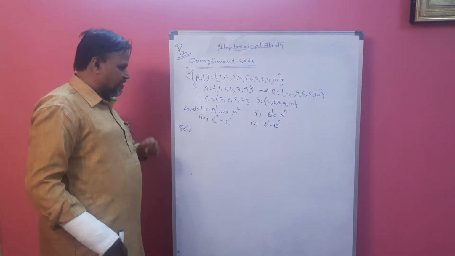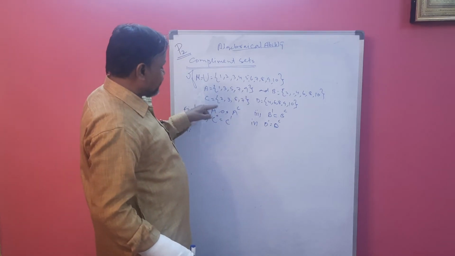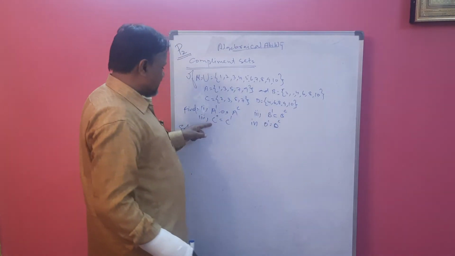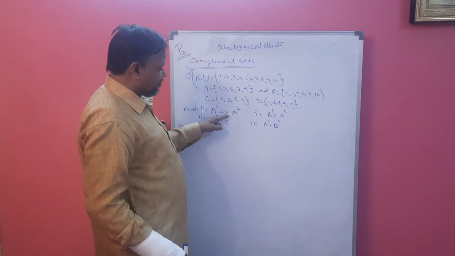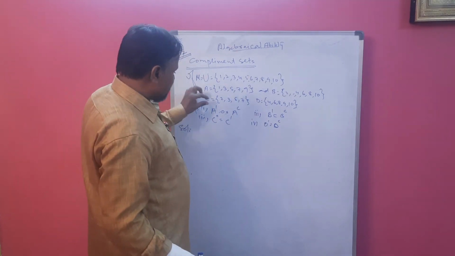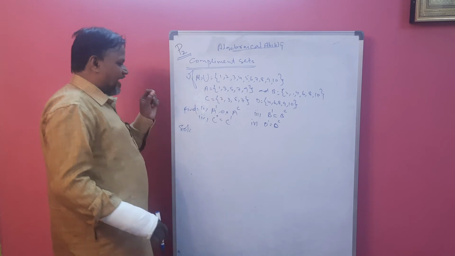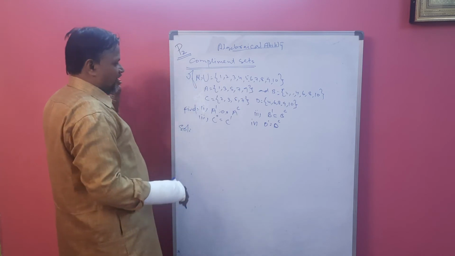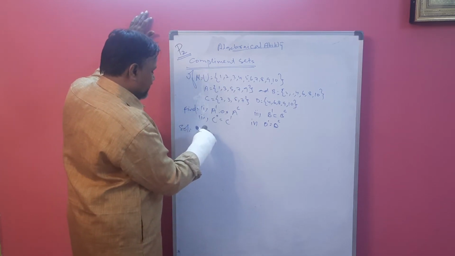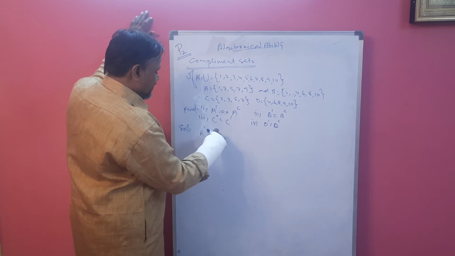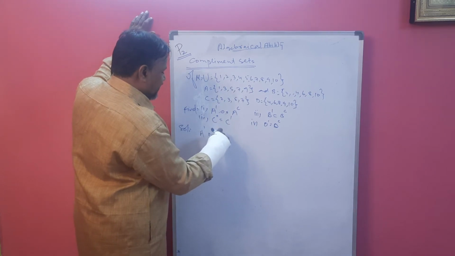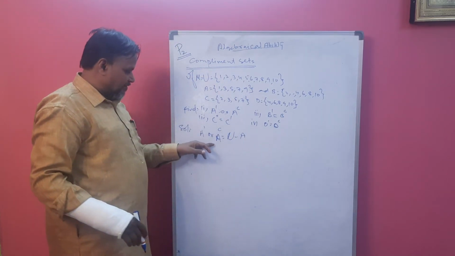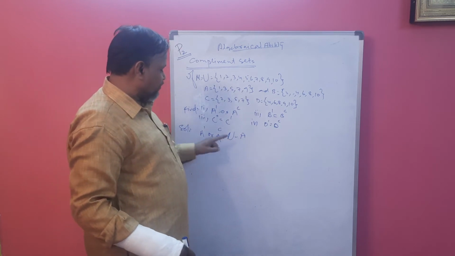Now we have to find complement. Complement we can write A dash or A complement. A power C, B dash, B power C, C power C or C dash, D power C or D dash. In place of power we have to write dash or C. Okay. Now we are going to find complements. A complement, A dash, or A power C, equal to U minus A. Remember, whatever complement we want to take, we have to subtract that set from the universal set.